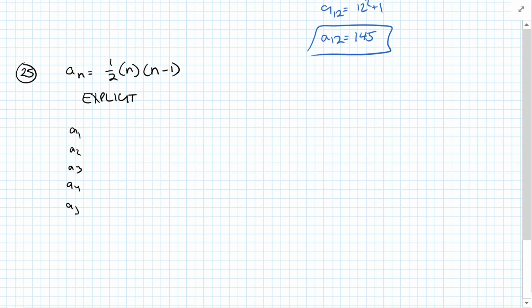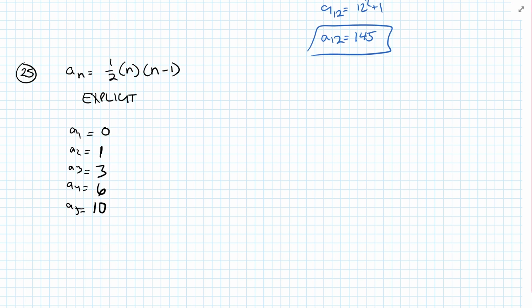4, 5. So when n equals 1, it is 0. When n equals 2, it's going to be 1. And when n equals 3, it's going to be 3. And when n equals 4, it's going to be 6. And when n equals 5, it's going to be 10.